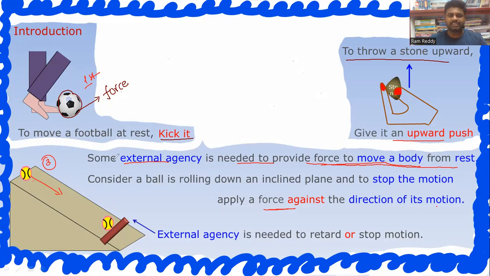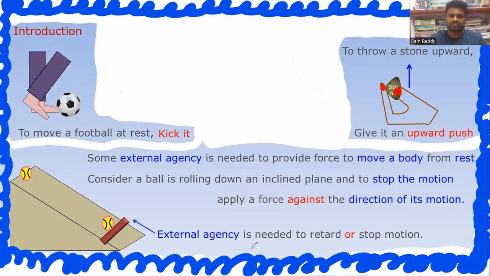Okay, so in these three examples, we observe that an external agency is needed to stop the motion or to retard the motion. Retard means the opposite of acceleration. Acceleration is moving forward, retardation is going to stop. That is the meaning. Okay, next we will see another concept.